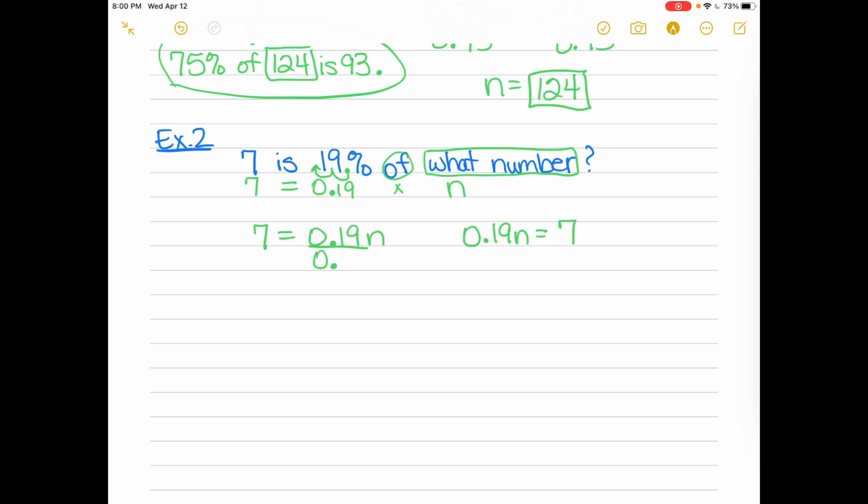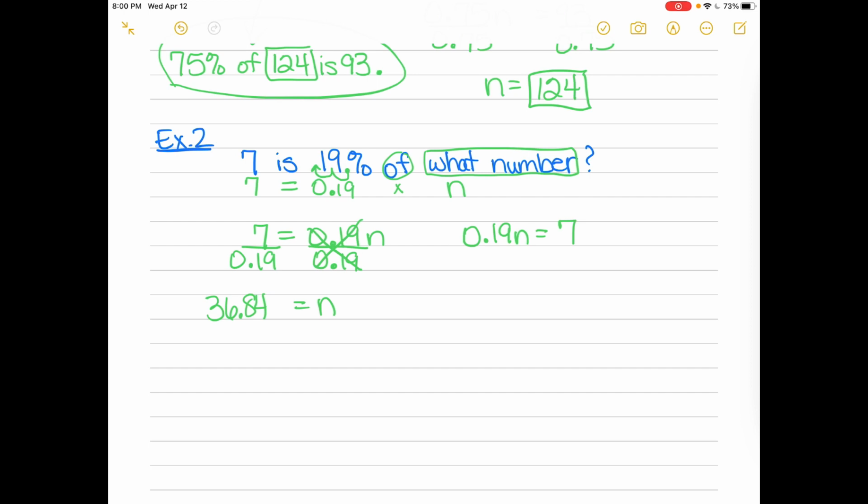So this is going to be 0.19 divided by 0.19 on both sides. So these two cancel each other out. That just makes one n, right? And then you do 7 divided by 0.19 in your calculator. And you're going to get something like 36.84 and then some other numbers, right?